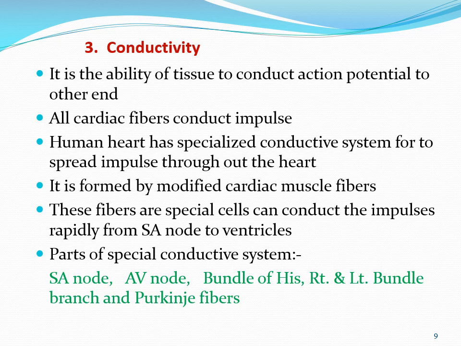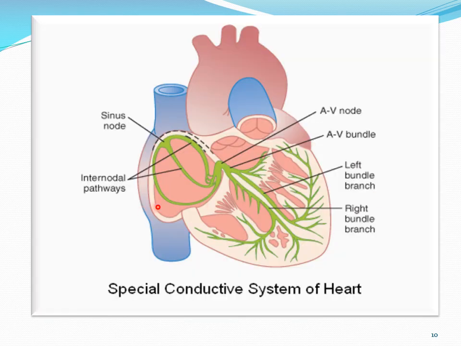Now see the diagram in the next slide, you can understand. This is the special conductive system of the heart. Here is the SA node and AV node. These are the parts of the special conductive system. It generates the impulse and spreads the impulse: SA node, internodal pathway, AV node, bundle of His, left bundle branch, right bundle branch, and the Purkinje fibers. In this way it conducts the current.